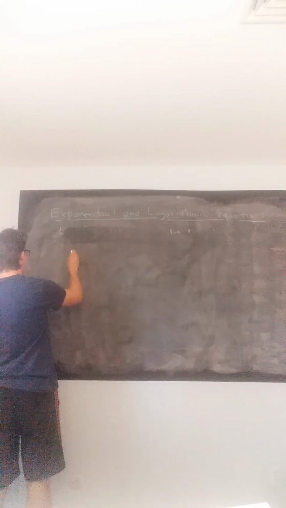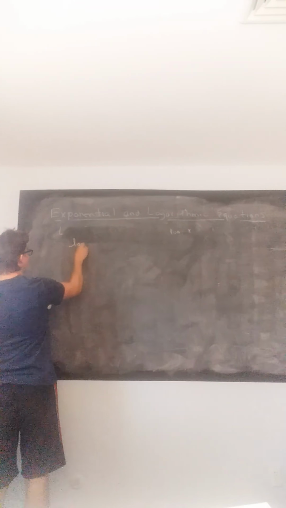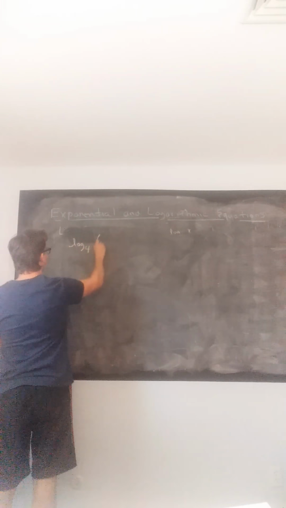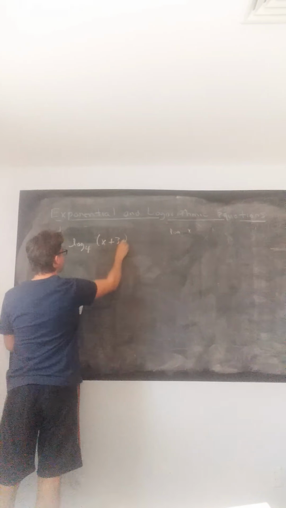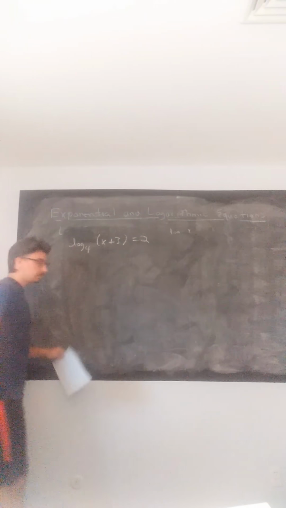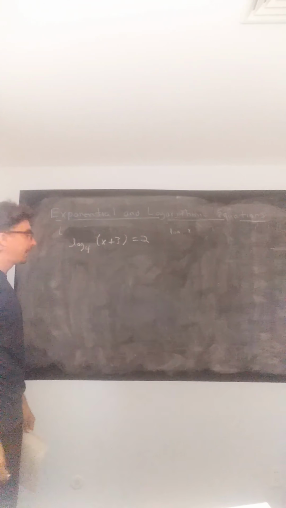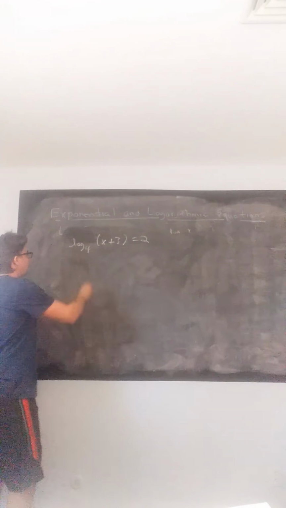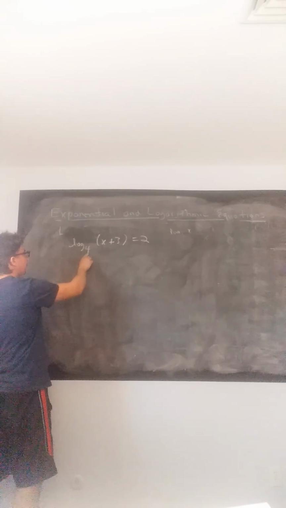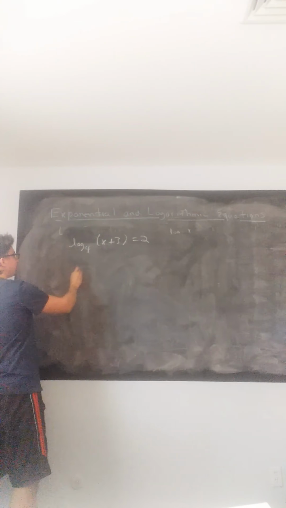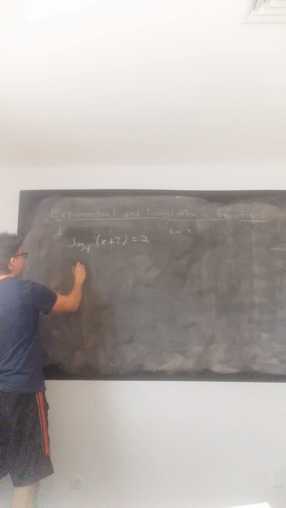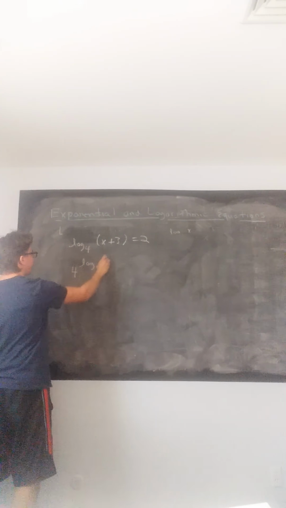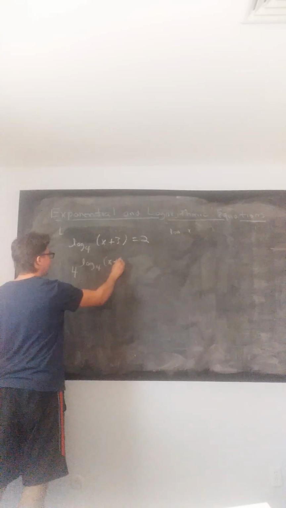This is example C from your notes. Log base 4 of x plus 3 equals 2. So we want to use the same idea, of course. What you want to do is take this 4 and incorporate it into the problem. So that's going to be 4 raised to the log base 4 of x plus 3 equals 4 to the 2.